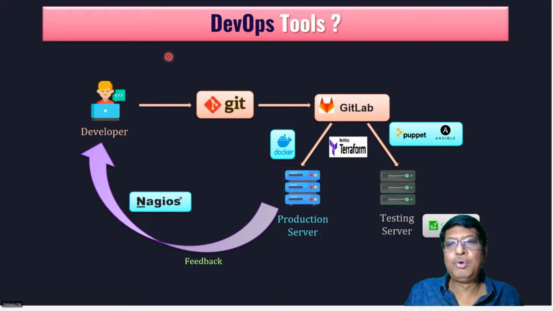So a DevOps role will encompass all these tools, if possible. But it is fine. You are a DevOps guy even if you know a single tool like Docker. You are a DevOps guy if you know a single tool like Git. You are a DevOps guy if you know a single tool called Terraform. You are a DevOps guy if you know a single tool called Ansible or GitLab. And if you know each one of them, then you are the, you know what.